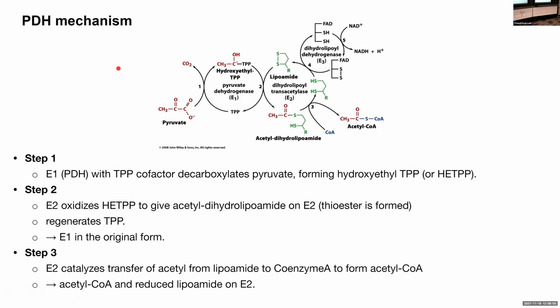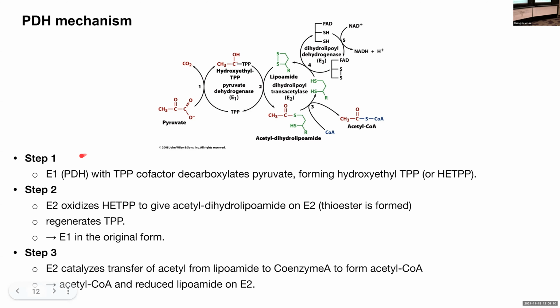So now let's look at the PDH complex mechanism for processing pyruvate to acetyl coenzyme A, or acetyl-CoA, step by step. So it has 5 steps, from 1 to 5 here. And we're going to look at it one by one.